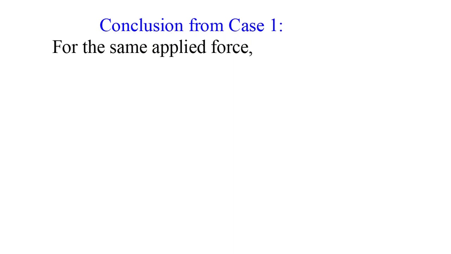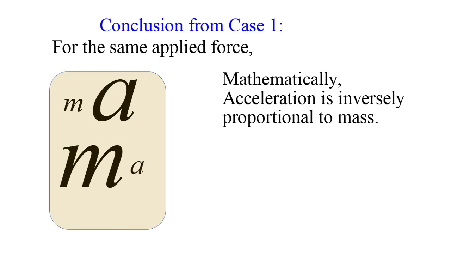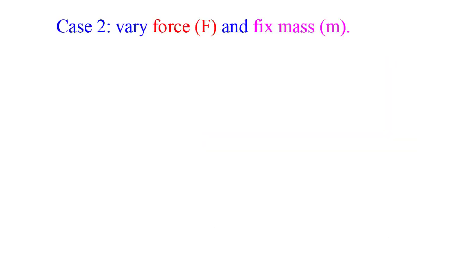The conclusion from the first case demonstration is that for the same applied force, the smaller the mass, the larger the acceleration, and the larger the mass, the smaller the acceleration. Mathematically, acceleration is inversely proportional to mass, or in symbols, a ∝ 1/m. The second case is now we vary force and fix the mass.